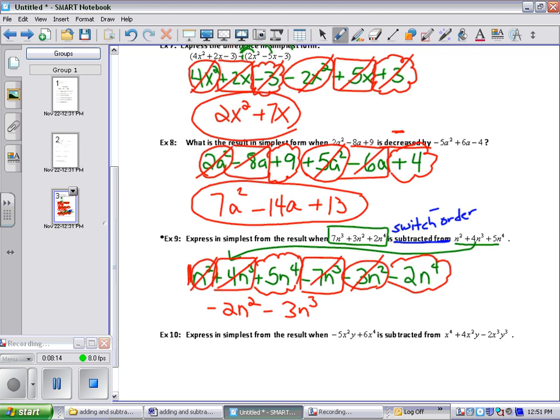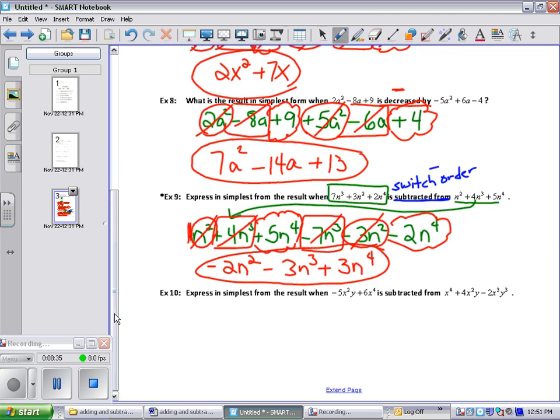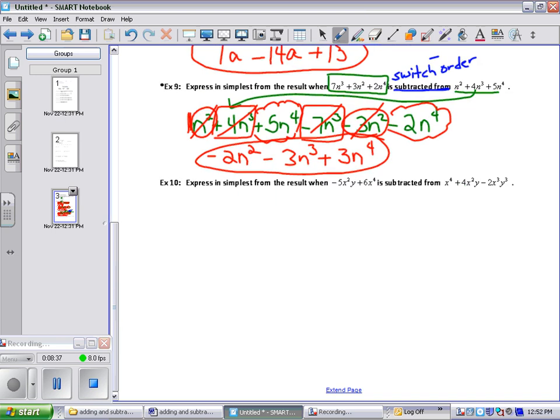Then what's left? We've got 5 minus 2 gives us a +3n to the fourth. Always write down your variables with your exponents. And we are done. That is our final answer. Not so bad. If you take it one step at a time, we'll be fine doing this.